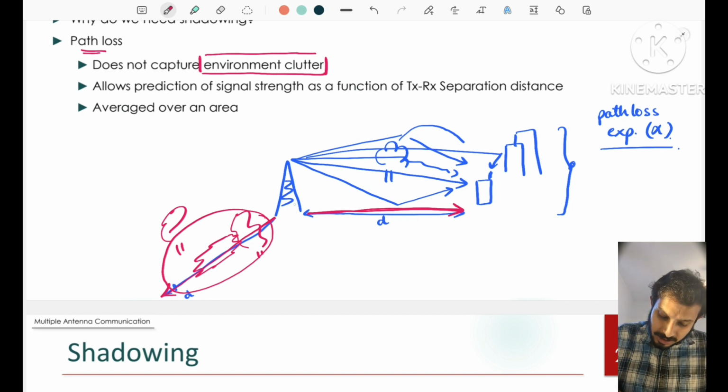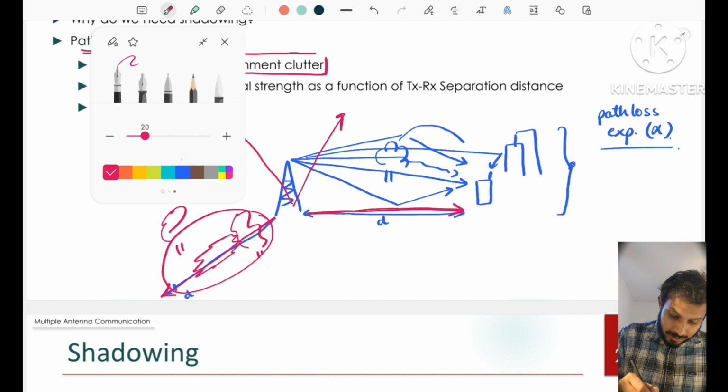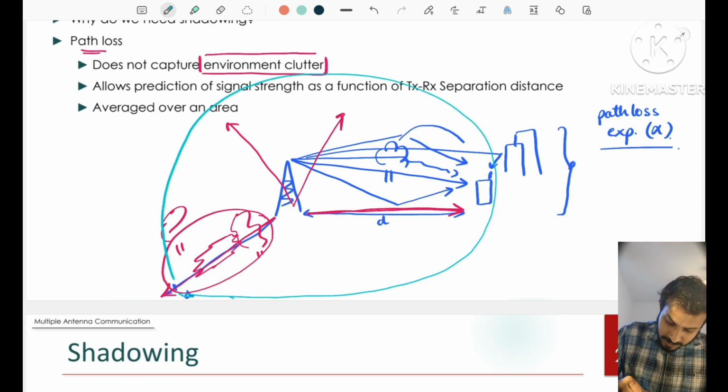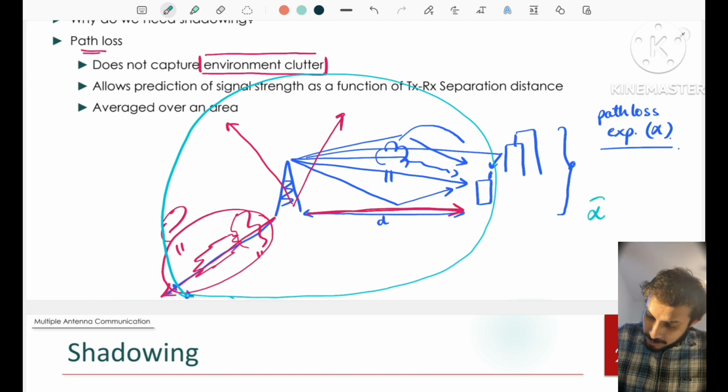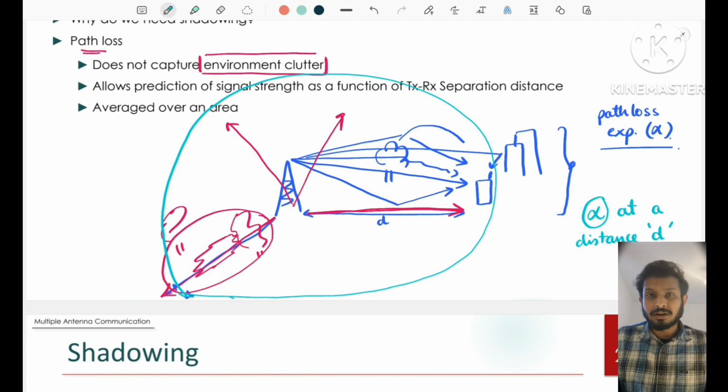Similarly, if we consider some other direction, the operating environment may be different. So what we would like to do is use a single value of path loss exponent over the whole area. A single value of path loss exponent means we want to have a single value of alpha at a distance d, which may be in any direction from the transmitter.